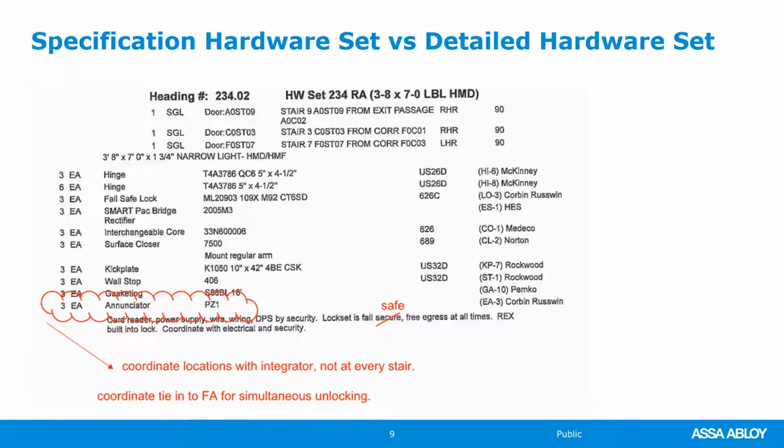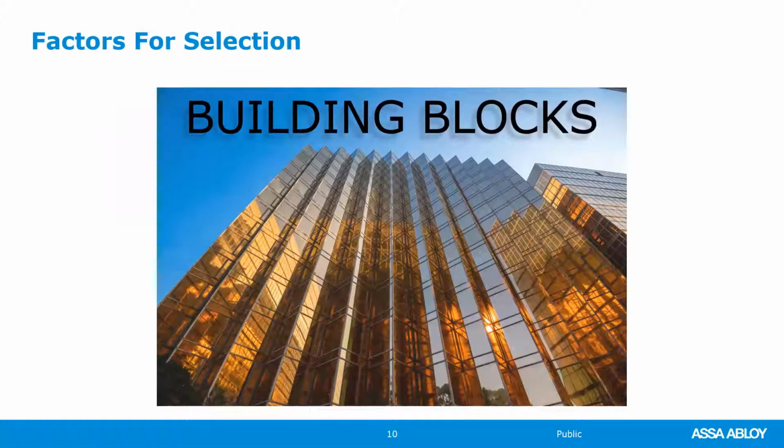Then you typically have a key meeting, or in the case of a large hospital facility, you may have multiple keying meetings to make sure that you have people from all the different departments giving input. Once the key schedule is approved, then you would have enough information to order the permanent keyed cores. Let's take a look at the factors for selection of hardware for a hospital.